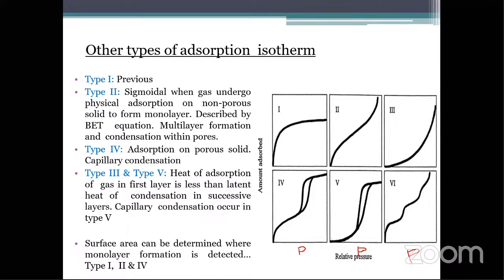P0, that is the saturation pressure. As an example, you can say water vapor on charcoal. Adsorption of water vapor on charcoal at a particular temperature, that is 100 degree centigrade. So at 100 degree centigrade, the adsorption of water vapor on charcoal can be described by this type of curve.